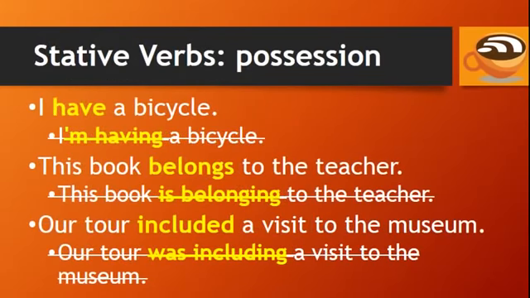Here are some examples of stative verbs with possession. You can say, I have a bicycle, but not I'm having a bicycle. Say, this book belongs to the teacher, not this book is belonging to the teacher. Our tour included a visit to the museum, not our tour was including a visit to the museum.